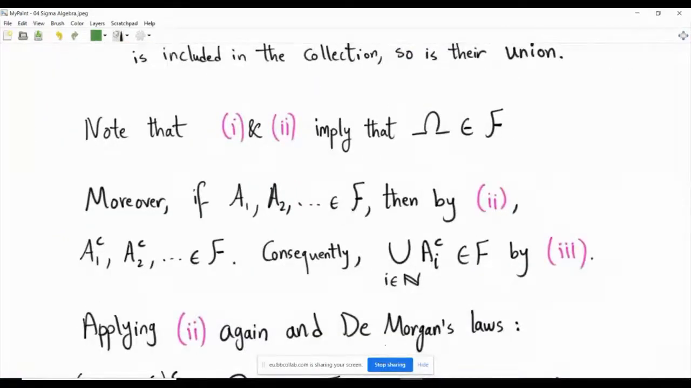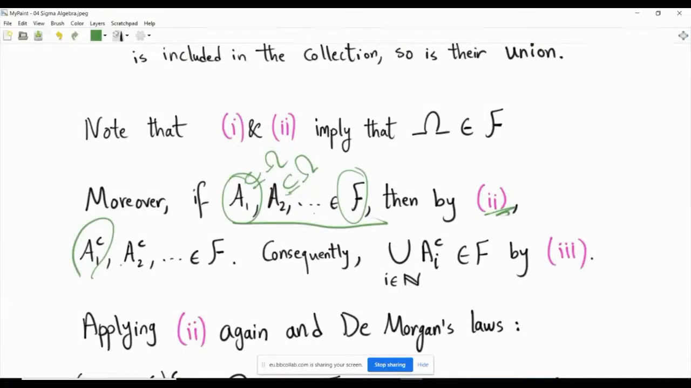Suppose that you have subsets of big omega, each one of those is a subset of big omega, and you include them in your sigma algebra. Then by the second property, if you include a subset, you are under obligation to include its complement. So if you include the subset A1, you will have to include A1 complement, A2, A2 complement, A3, A3 complement, and so on. And by the third property, if you have those included in the sigma algebra, then their union must be part of the sigma algebra. So the union of those is part of the sigma algebra.